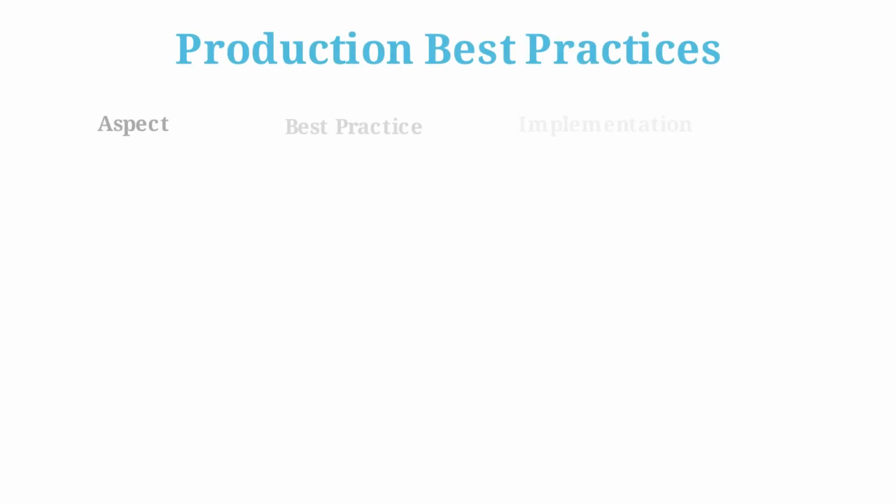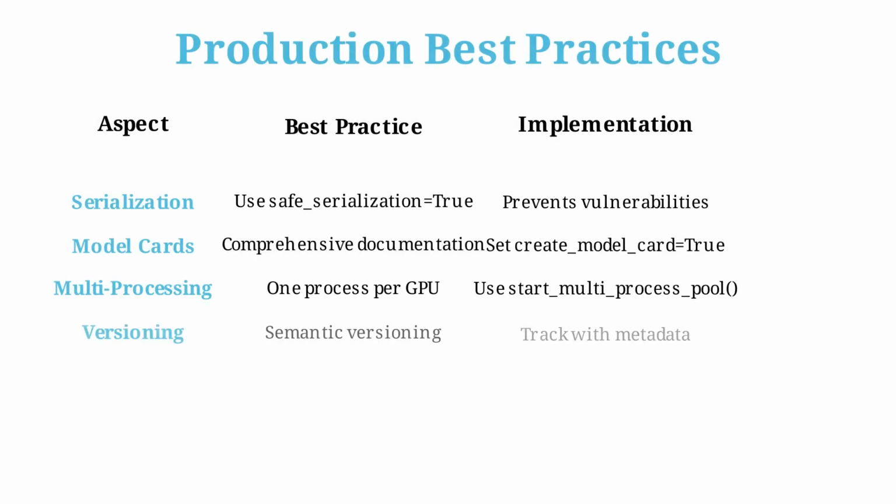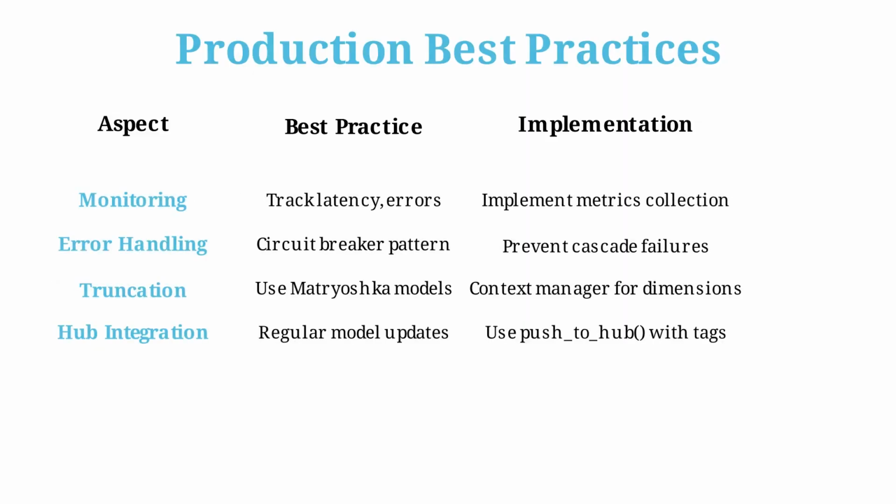Let's summarize the key recommendations for production deployment. These best practices cover serialization, documentation, multiprocessing, versioning, monitoring, error handling, truncation, and hub integration. Each practice is paired with specific implementation details to guide your production deployments.